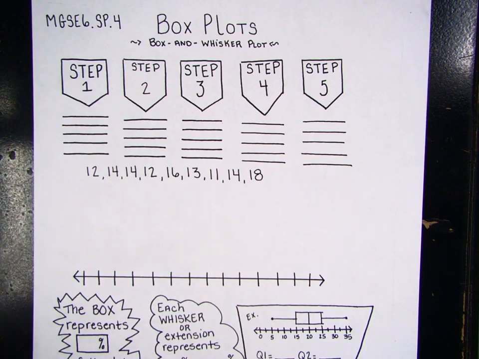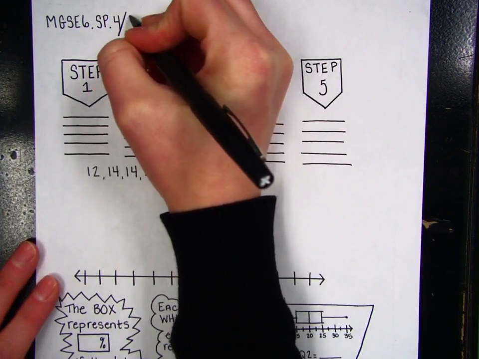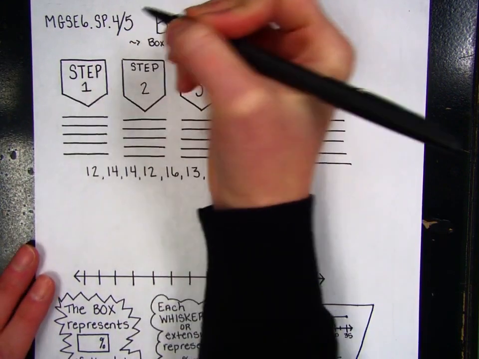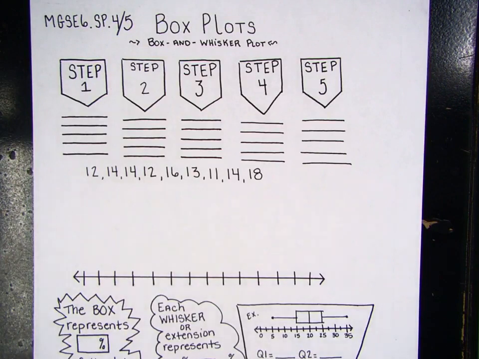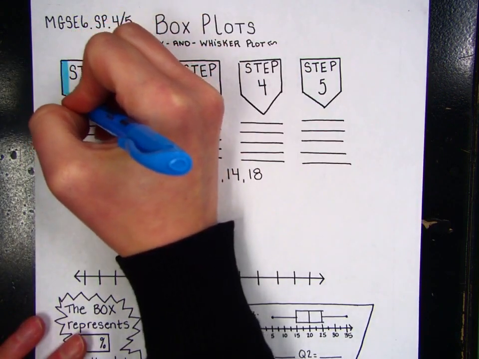It does talk about box plots in standard 4 with histograms, line plots, and dot plots, but it talks about that 5-point summary in standard 5. So I do want to kind of do a /5 on this just to stay up to date. So I'm going to go through the steps in creating a box plot, which most of you already know from our quartiles and interquartile range.